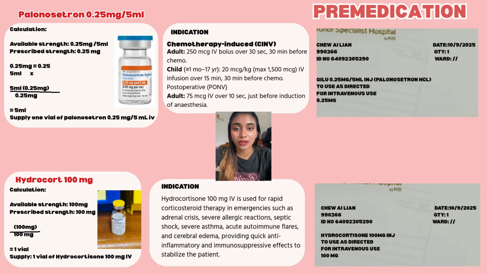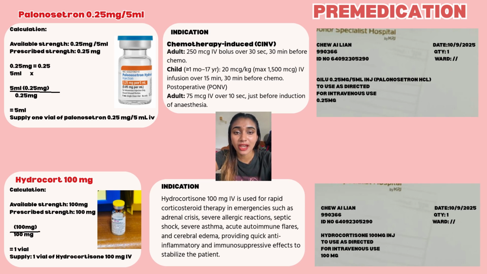Here, the first drug is palonosetron, which is an antiemetic. The available strength is 0.25 mg per 5 ml, and the prescribed strength is also 0.25 mg. So, when we calculate, 0.25 mg equals 5 ml, this means the patient will need 5 ml, which is equal to 1 vial of palonosetron 0.25 mg per 5 ml given by IV. Palonosetron is mainly used to prevent nausea and vomiting caused by chemotherapy.